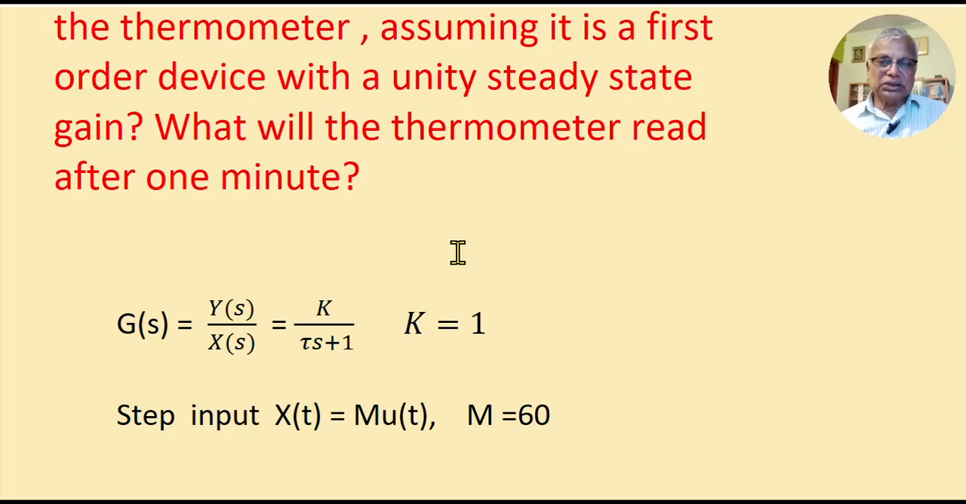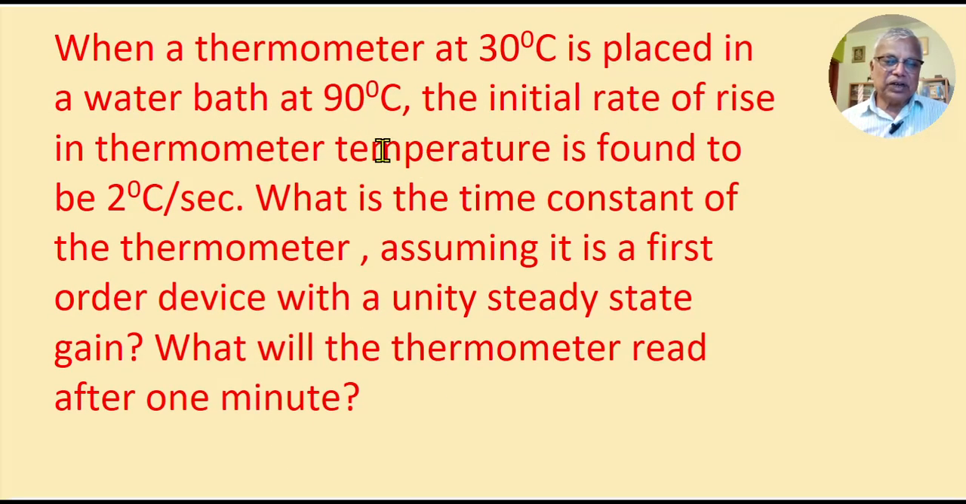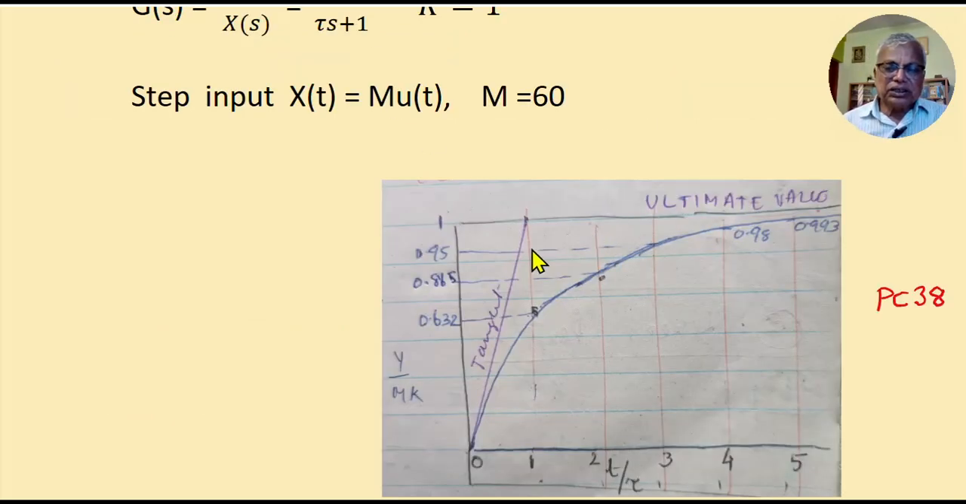And what is also given is the initial rate of rise in thermometer temperature. When we discussed the features of step response of first order systems, we discussed this, the initial rate of rise of the thermometer. When you give a step input, the rate of response will be the highest at t equal to 0. The initial rate of rise will be the highest of all. So what will be the initial rate of rise? What is the equation for that? We have discussed this in the features of step response of first order systems.